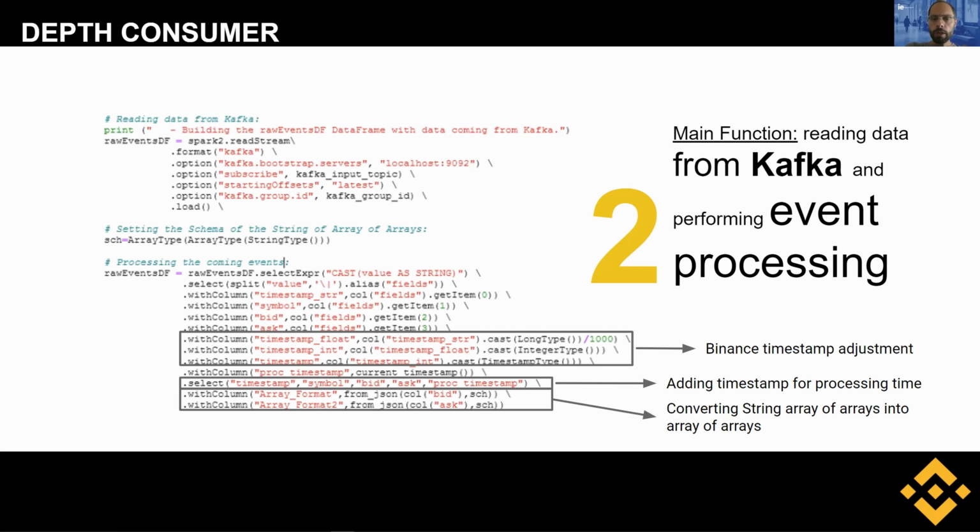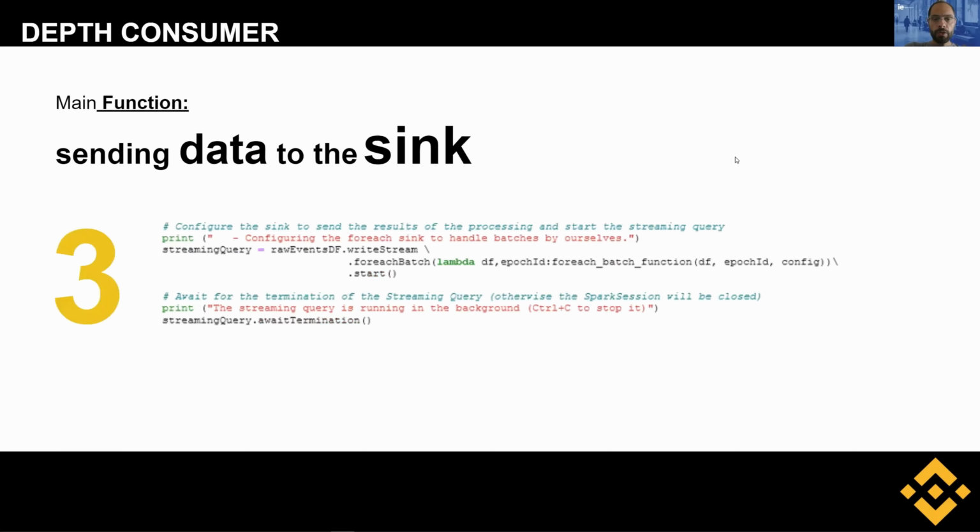But what we are not doing here is any other processing related to asks and bids, as we will be relying on the foreachBatch function to complete the volume of order calculations. So in the next slide, we see how we send it to the foreachBatch function.